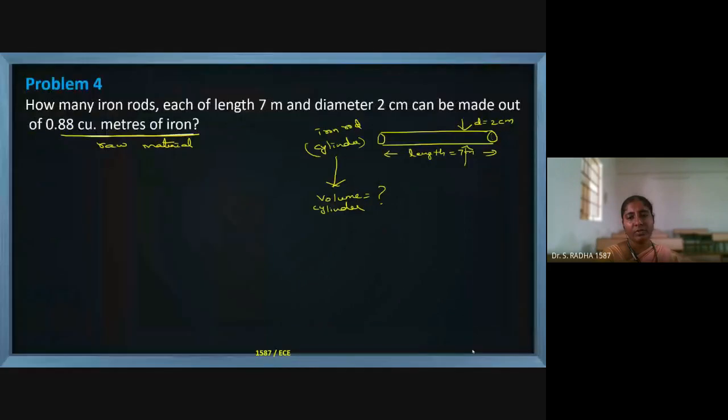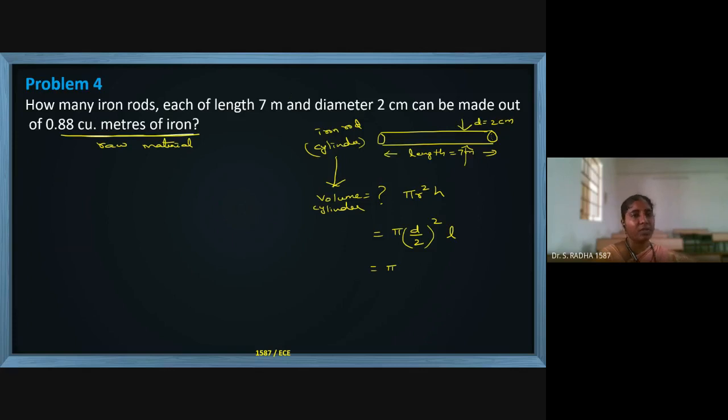So we will try to find volume of one single iron rod. It is pi r square h. H means length. Okay. R means half of the diameter. Okay. So now substitute pi into diameter.